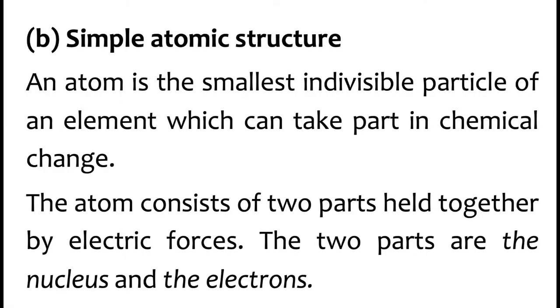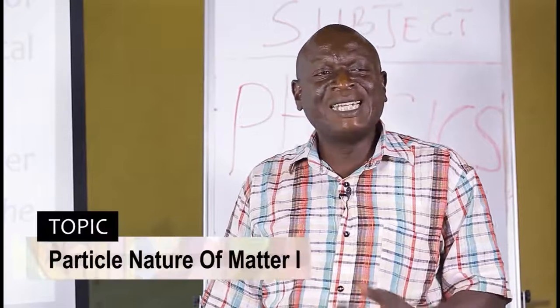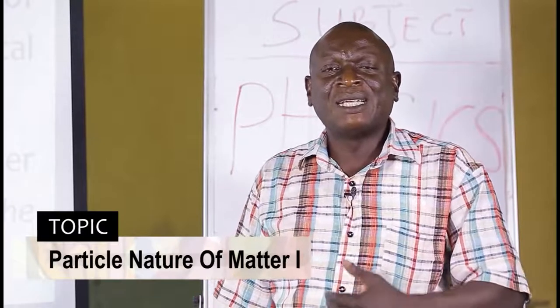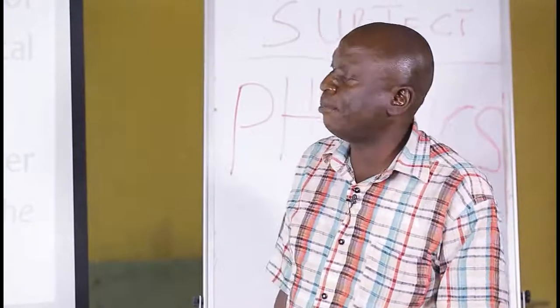B, we will now look at the simple atomic structure. We say an atom is the smallest indivisible particle of an element which can take part in a chemical change. Just like I've said before, the atoms are indivisible particles. Indivisible, that means they cannot be further subdivided or broken down into other particles.